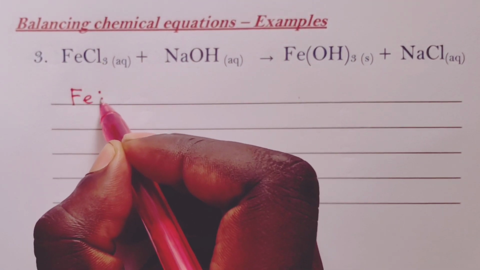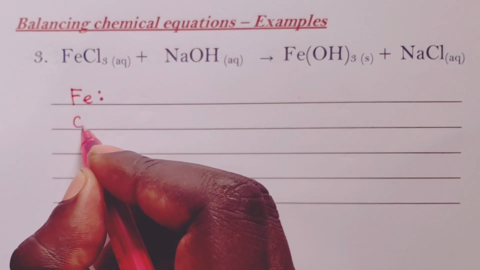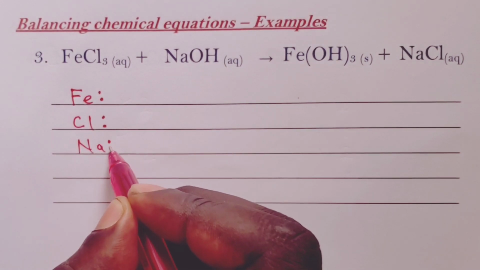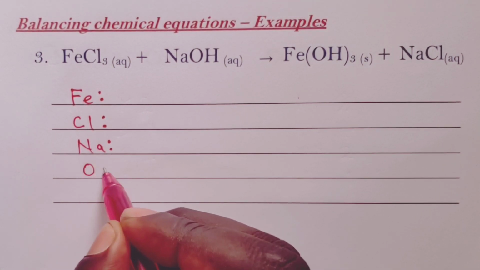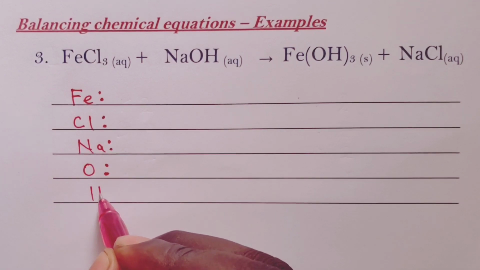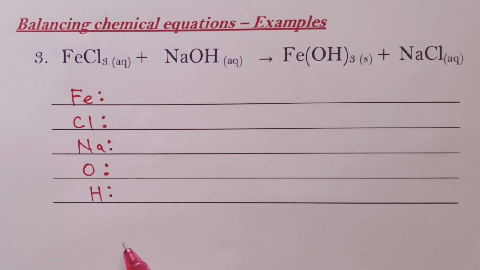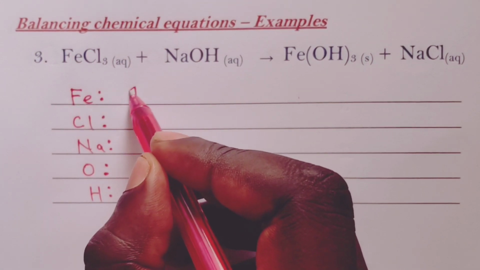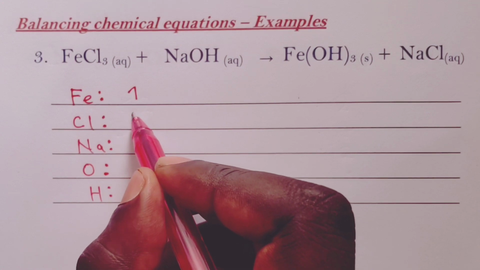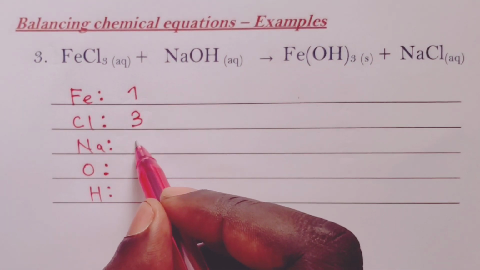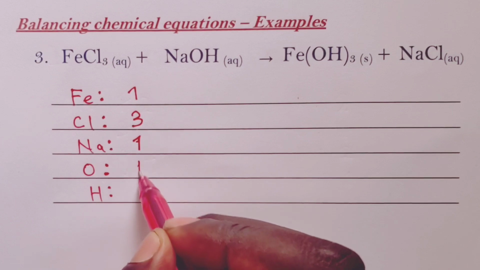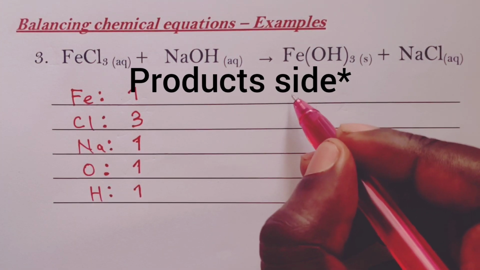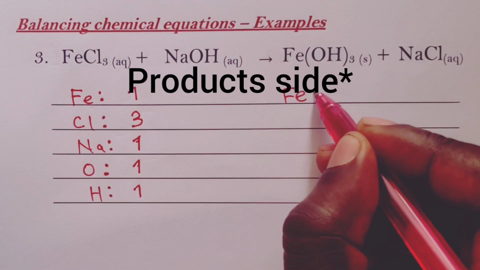Iron is on the reactant side. I have chlorine as well on the reactant side. Sodium also appears. Then I have oxygen appearing as well. And lastly, I have hydrogen. Let us count how many of each kind we have. Iron is only 1. Moving to chlorine, I have 3. Sodium is 1. Oxygen, I can see 1. Hydrogen as well, 1.